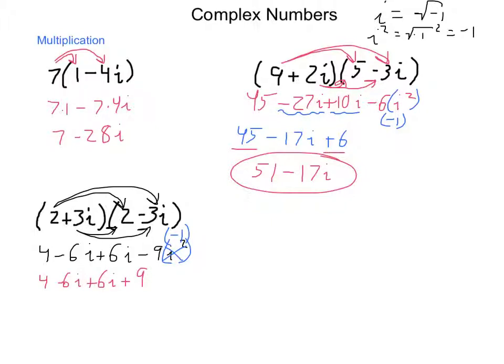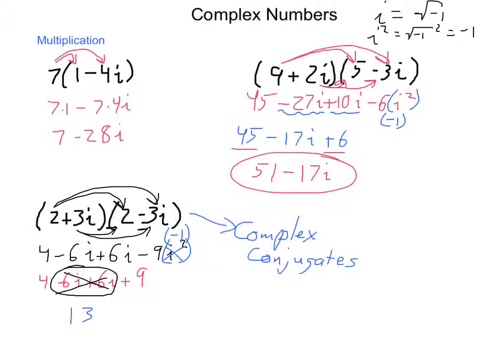Now as I go to simplify this, the negative 6i and positive 6i add up to be 0. That leaves me 4 plus 9, which is 13. Now these two numbers, 2 plus 3i and 2 minus 3i, when we multiply them together give us a number that is strictly in the real number system. These numbers are called complex conjugates.